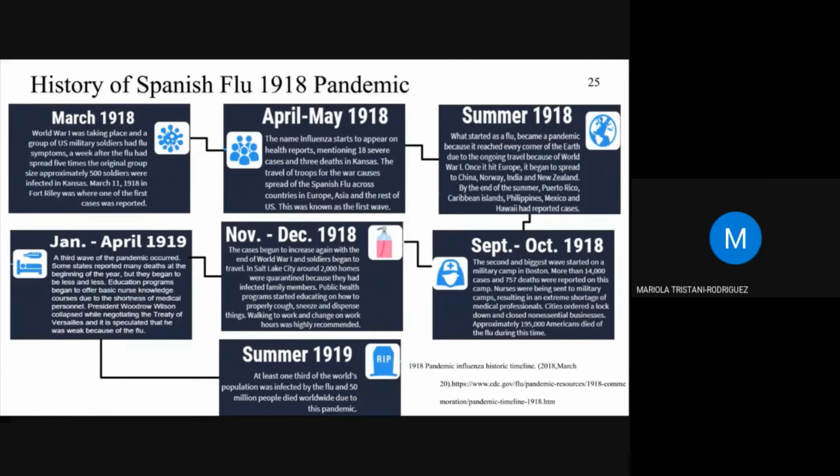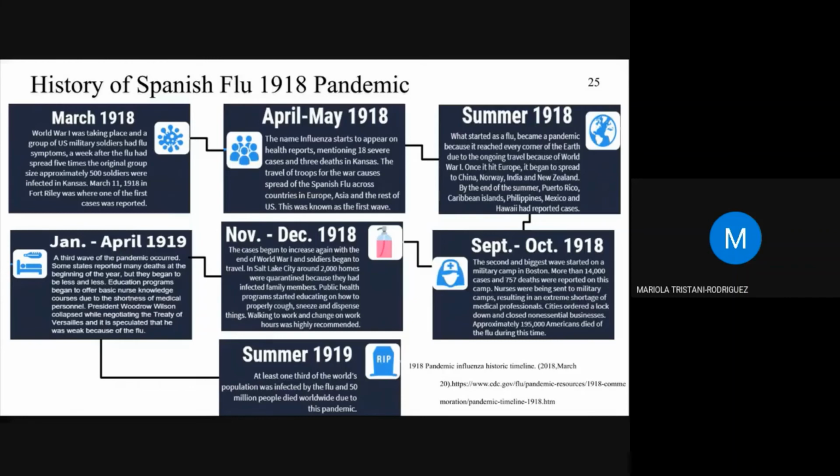So, I'll be talking with Alejandra about the history of the Spanish flu. And as we know, COVID-19 is not the first pandemic to affect humanity. For example, we have the Spanish flu in 1918, which was a big pandemic that affected humanity starting in March 1918. In March 1918, World War I was taking place, and some U.S. military soldiers started to present flu symptoms, and after a week, there were approximately 500 soldiers infected in Kansas. The first case was reported on March 11 in Fort Riley.